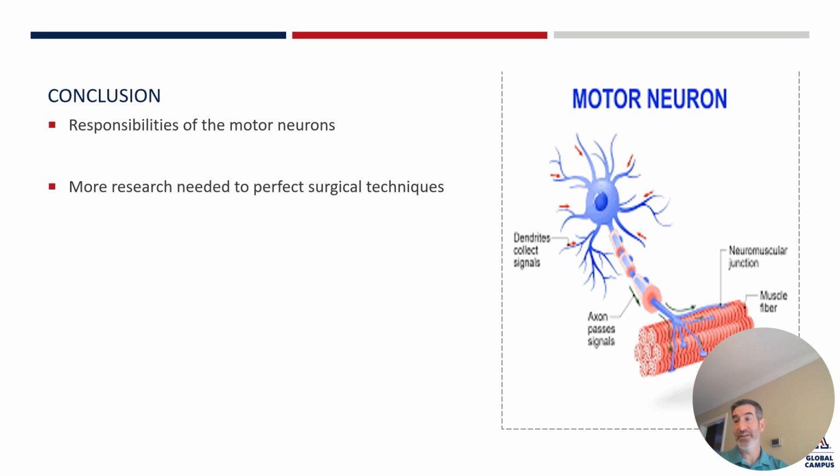In conclusion, the upper and lower motor neurons control all the muscular movements using signals within the body, whether voluntary or involuntary. It's interesting to understand how the brain and spinal cord send these signals along the neurons to the organs and muscles of the body to perform all these tasks.